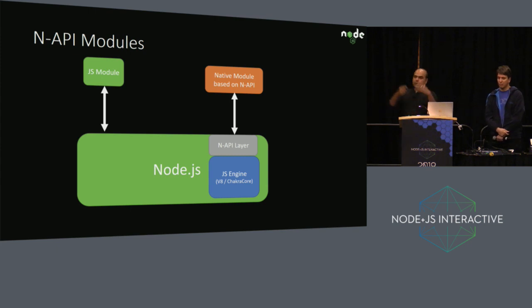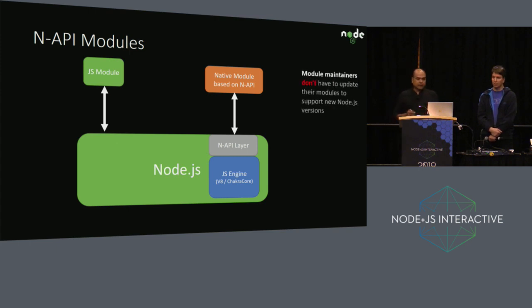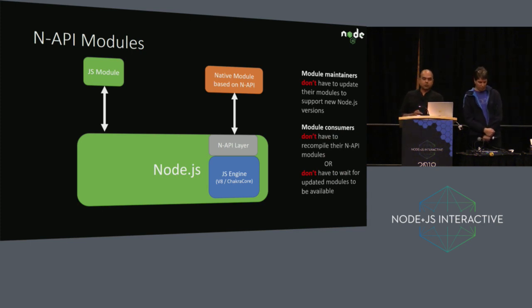So if we imagine this world where all the native modules are NAPI-based, then the module maintainers don't have to update their modules to support new Node.js versions. And the consumers of those modules don't have to recompile their NAPI modules, or wait around for the module owners to bring out support for the new Node versions.